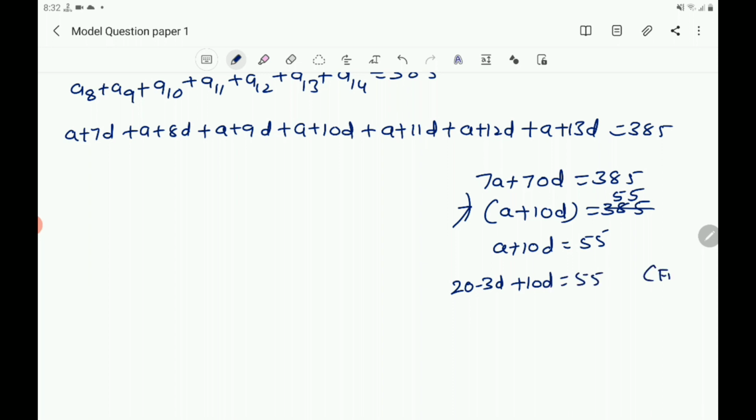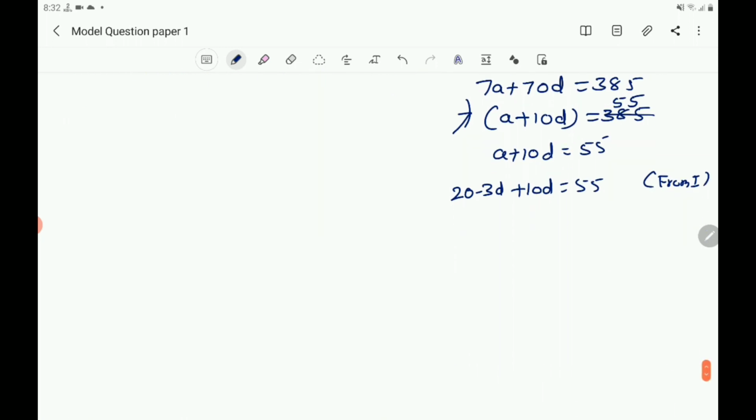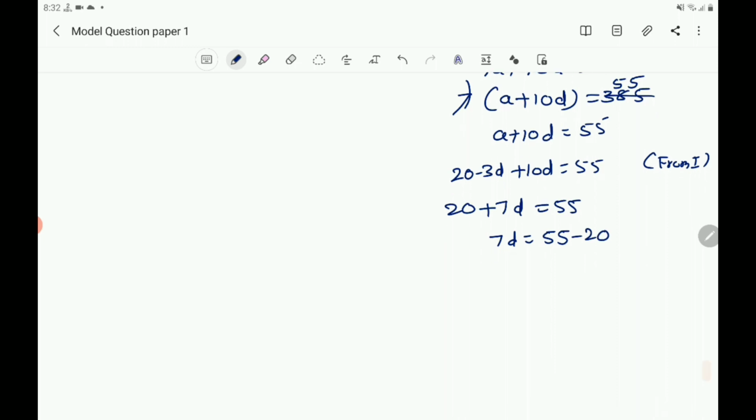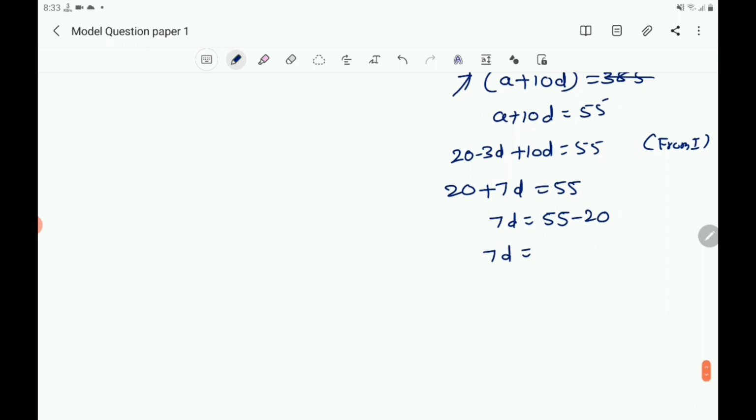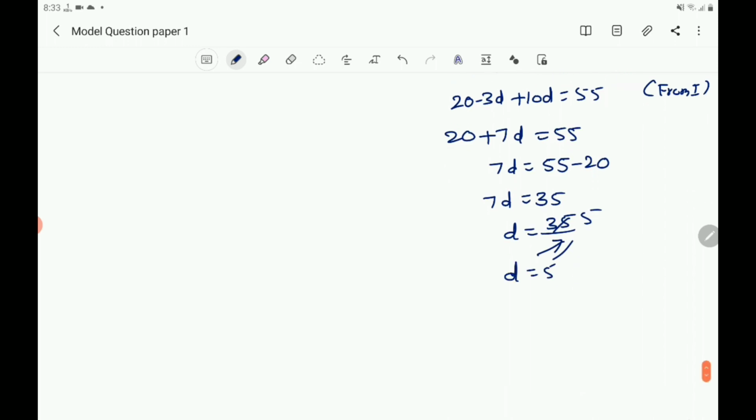That is from first you got it. Then it becomes 20. 10 minus 3 is 7. That is plus 7D equals 55. So 7D equals 55 minus 20. That is 7D equals 55 minus 20 is 35. So you got D equals 35 by 7. 7 ones are 7, 7 5s are 35. D equals 5 you got.